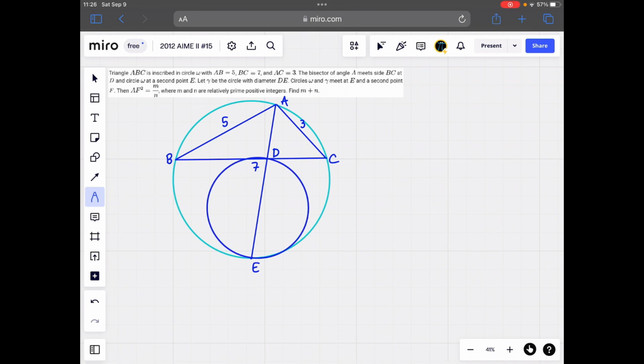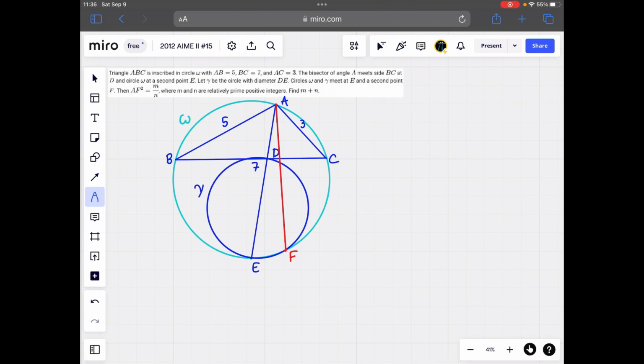Given that these circles intersect at E and then at a second point F over here, we want to find the value of AF squared. So the length of this segment squared is equal to M over N, where M and N are relatively prime positive integers. To solve this problem, we are going to employ a strategy from EGMO known as root BC inversion, also known as a force overlaid inversion, which consists of an inversion centered at A with radius the square root of AB times AC, followed by a reflection over the angle bisector of angle A.